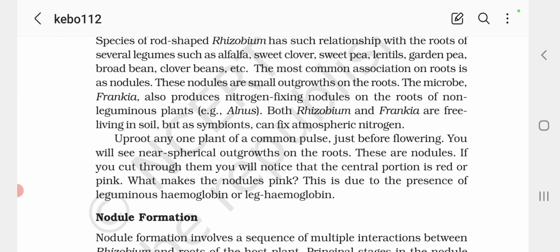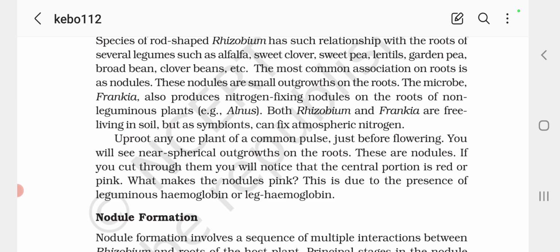The most common association on the roots is as nodules. These nodules are small outgrowths on the roots. The microbe Frankia also produces nitrogen fixing nodules on the roots of non-leguminous plants, for example Alnus. Both Rhizobium and Frankia are free living in the soil, but as symbionts can fix atmospheric nitrogen.